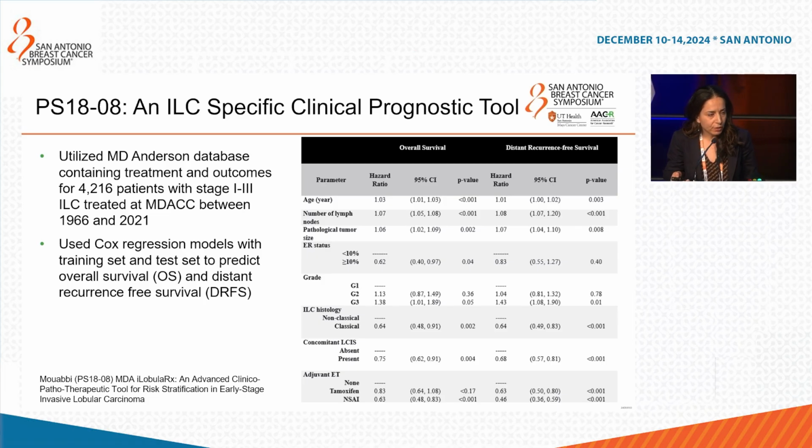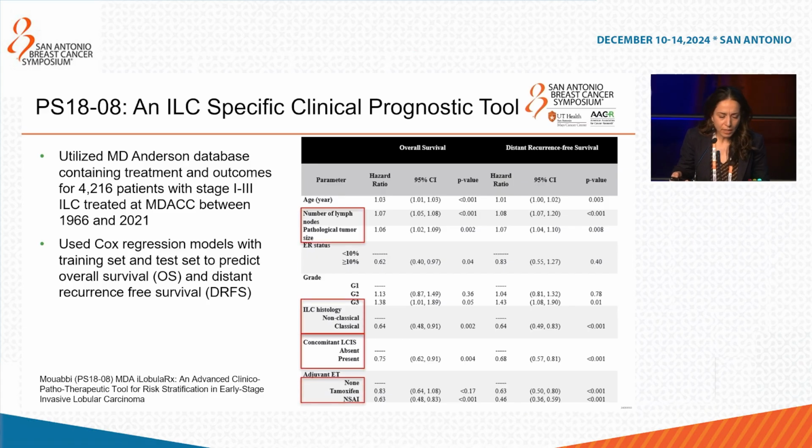The authors put together a multivariable predictive model that predicts overall survival and recurrence-free survival. Some of the predictive factors are highlighted here. As expected, a higher number of positive nodes and larger tumor size were both associated with worse overall survival and worse distant recurrence-free survival. Some additional interesting findings included the histologic subtype of ILC. So classic ILC was associated with better outcomes than non-classic ILC. Additionally, the presence of LCIS was also associated with outcomes.